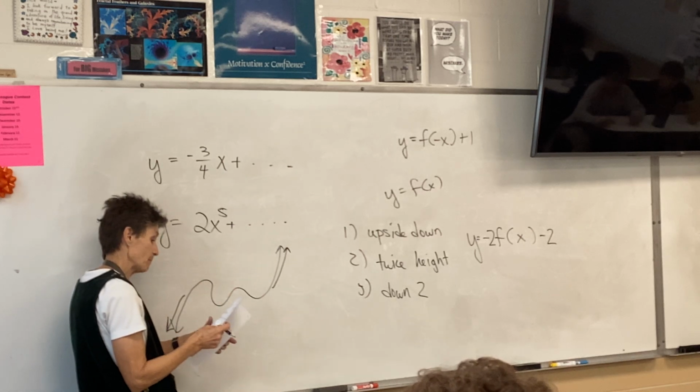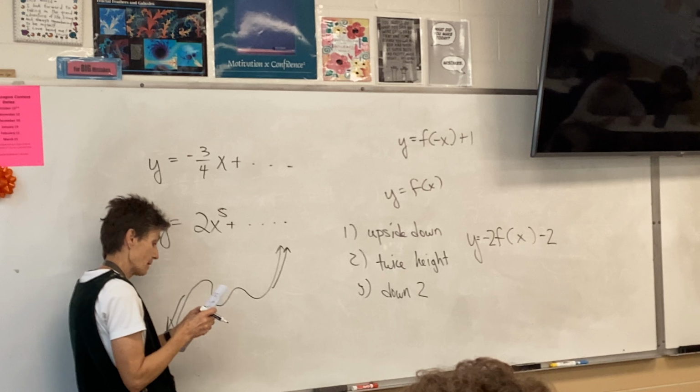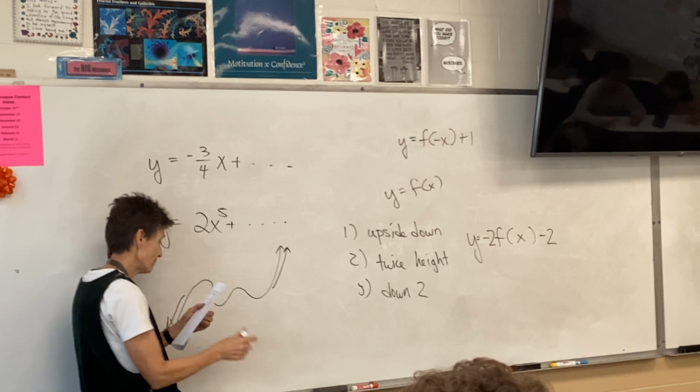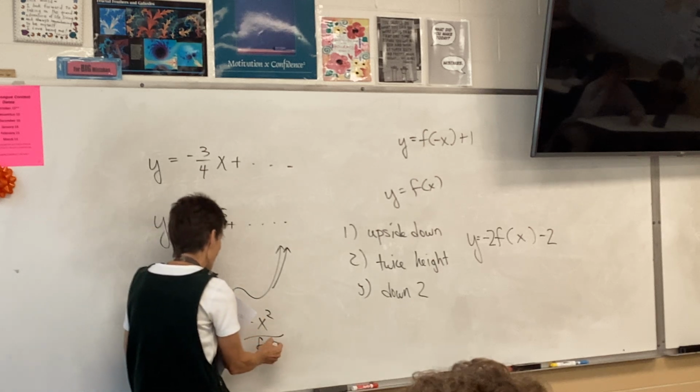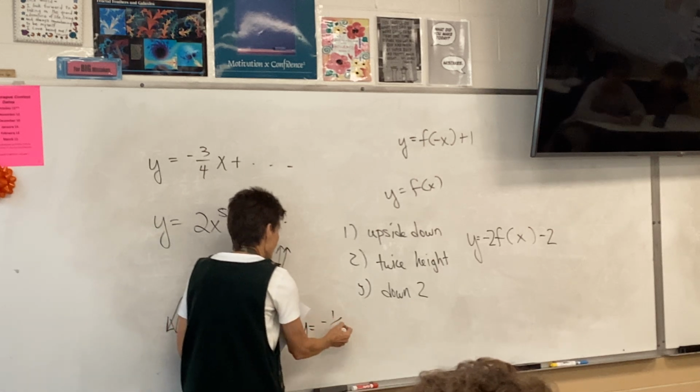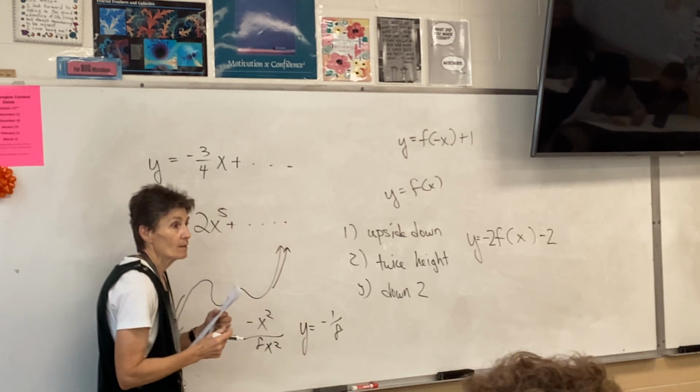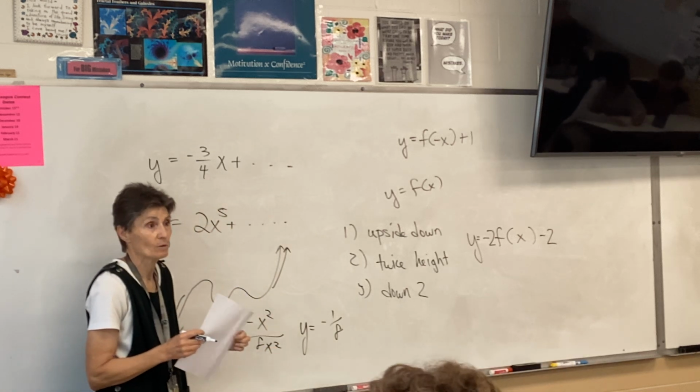And how about E? On top, I have -x squared. And on the bottom, I have 8x squared. Yep, so it would be y equals -1/8. That would be a horizontal asymptote.